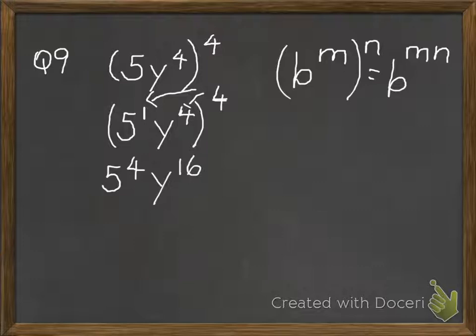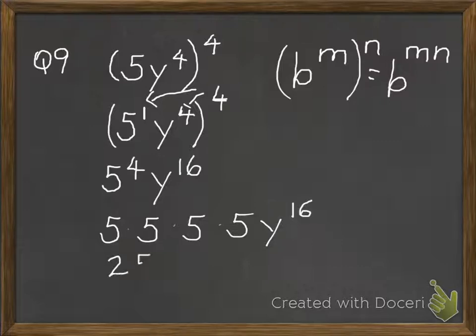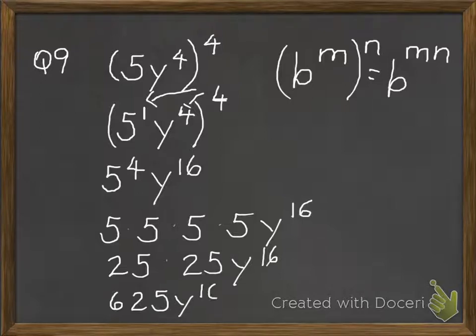Okay. And then we evaluate 5 to the power of 4, which is 5 times 5 times 5 times 5, which is 25 times 25, which is 625, y to the power of 16. And that's our answer.